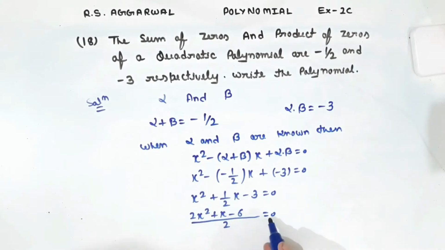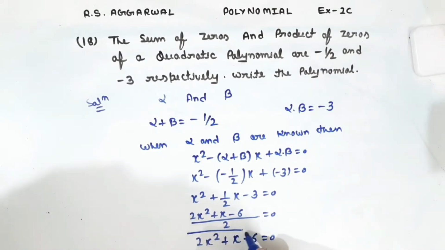So now 2 will go into 0. So our polynomial will be 2x square plus x minus 6 equals 0. This is our polynomial.